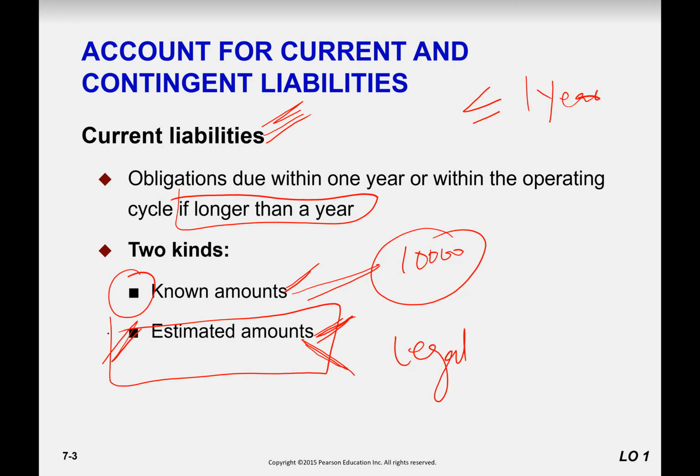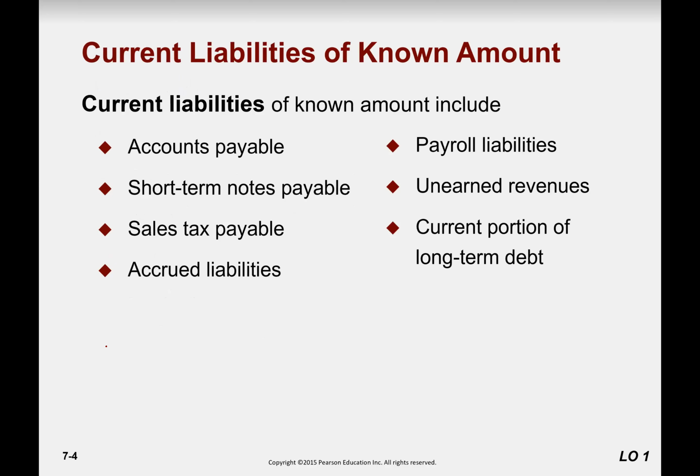The accounting treatment for these two types of current liabilities is different. Let's find out the treatment for number one, current liabilities of known amounts. This includes accounts payable, which are suppliers, short-term notes payable, sales tax payable, and accrued liabilities. What do we mean by accrued liabilities? Liabilities that have occurred but are not yet paid. For example, wages, rent, these kinds of things.